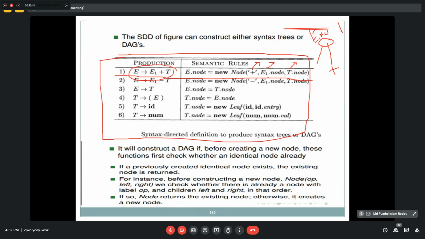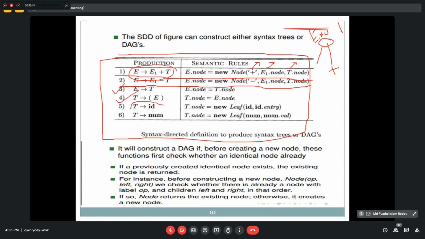Yes, sir. Operator, then left child, then right child. Okay. So when this one is matched, E arrow E1 minus T, then another node will be created. Here the operator is minus, E1 dot node is the left child and T dot node will be the right child. Got it? And they are like before, no problem.